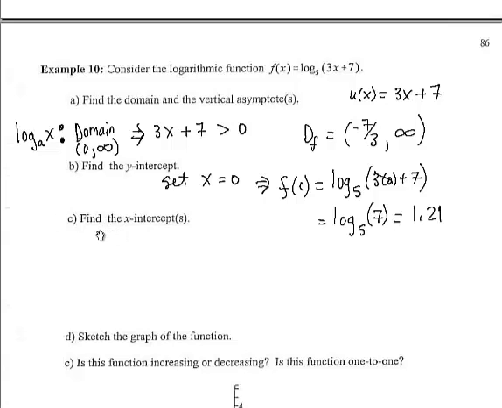Okay, find the x-intercepts. For the x-intercept, we set y equal to 0. So f of x equals log base 5 of 3x plus 7, we would strike out the f of x, which is the same thing as y, and we replace it with a 0.